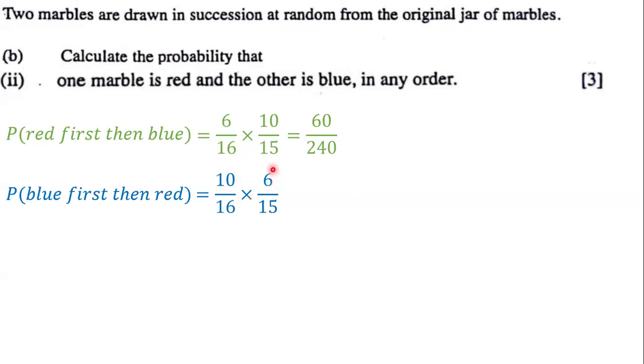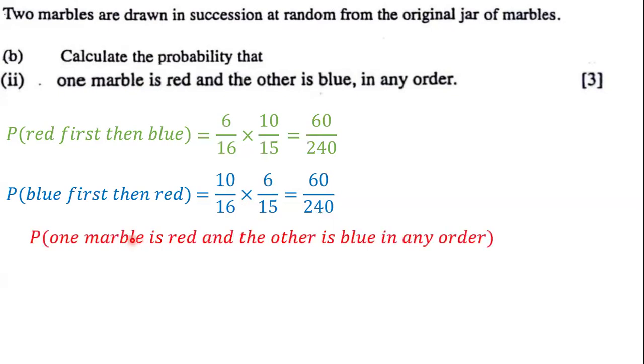Next, we have the other marble to choose from, and we want this marble to be red. So the probability that the second marble is red, given that we already selected that the first marble is blue, is going to be 6 over 15 because there are 6 red marbles in total, and there are 15 marbles to choose from, seeing that we already selected 1 marble already. So there are only 15 marbles to choose from. And so we have 10 over 16 multiplied by 6 over 15. And so we have 10 times 6, which is 60, and 16 times 15, which is 240.